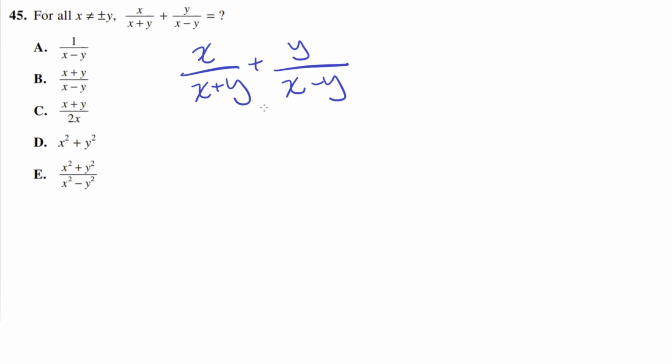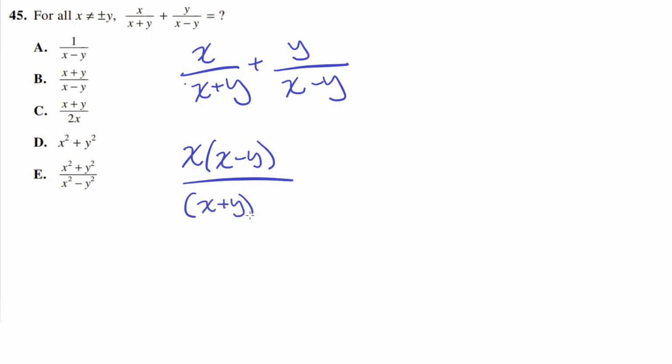We see that their denominators are not the same. So before we add them, we need to manipulate them so they are the same. We can do that by multiplying the numerator and the denominator of both of these fractions by the same thing. So let's multiply, in the first term, the numerator by x minus y and the denominator by x minus y.